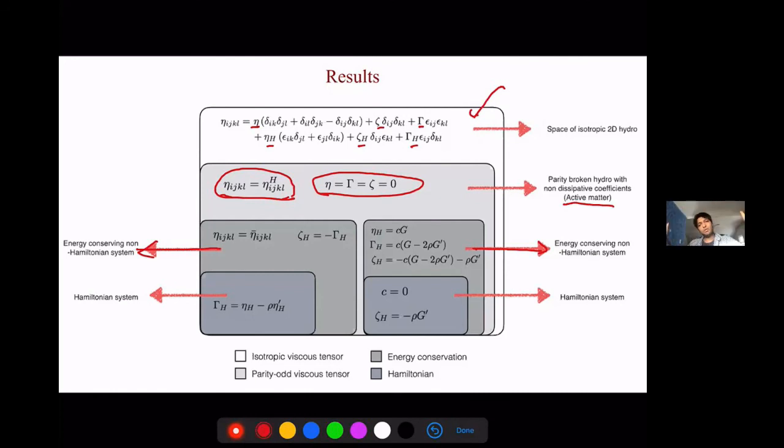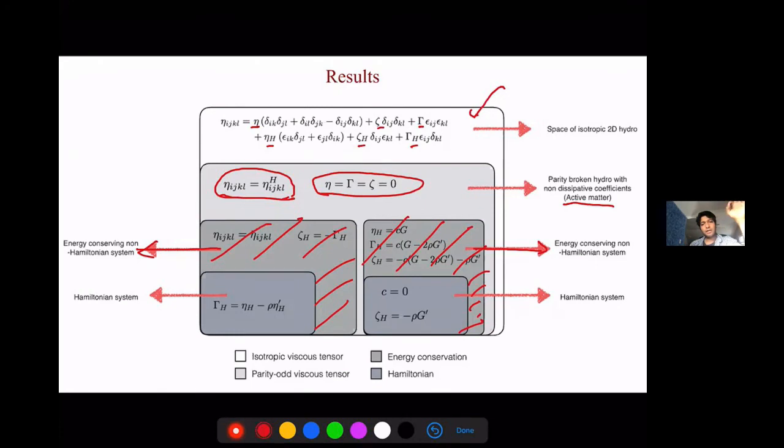So this is the full landscape of hydro theories organized in terms of whether they are energy conserving and/or Hamiltonian. Energy non-conserving systems are kind of not surprising, since there is no obvious conservation law. But what about this shaded region, where you have energy conservation, but they are not Hamiltonian in a very subtle way?